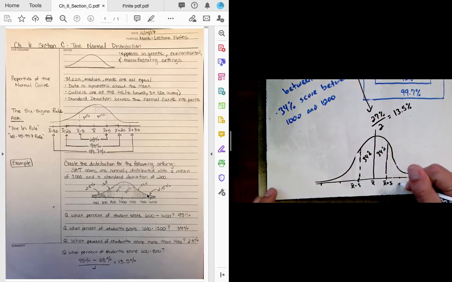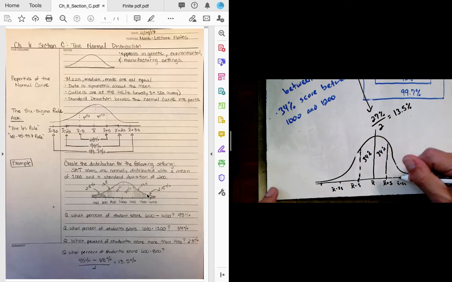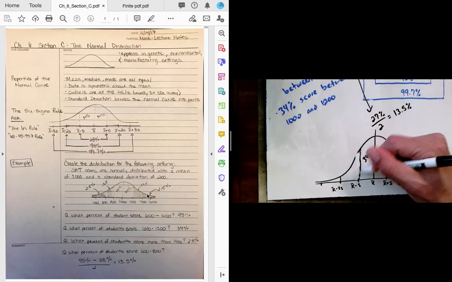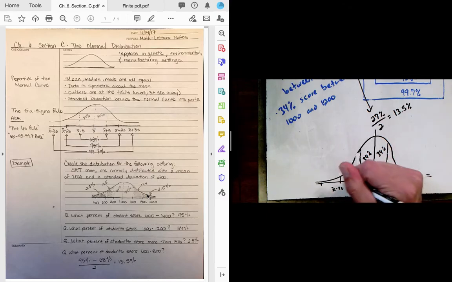If I go out 2 standard deviations, remember that was 95% of the data. But if I subtract 95% minus the 68 in the middle, I get 27%, like we did in the last problem. And cutting that value in half tells me that the area between 1 standard deviation and 2 standard deviations on each side is 13.5%.